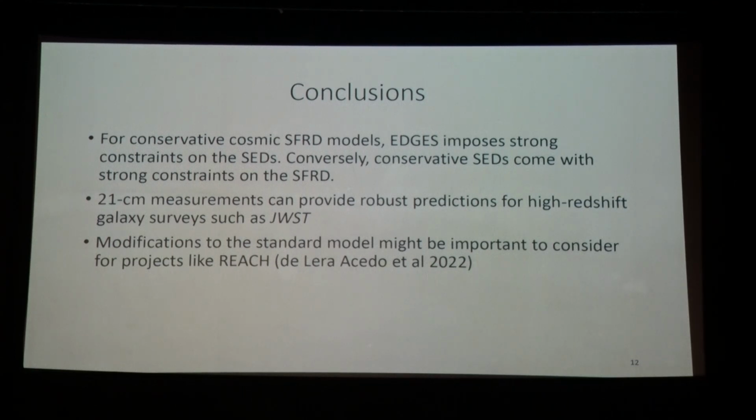An interesting consequence of the second model is that we are able to make new predictions for the galaxy surveys. And although in this work I have used EDGES as an example, our analysis is quite general, and is applicable to more upcoming 21 centimeter signal observations, such as REACH, which is being led by Eloy de Lera Acedo from the University of Cambridge, and the experiment is being set up in South Africa.